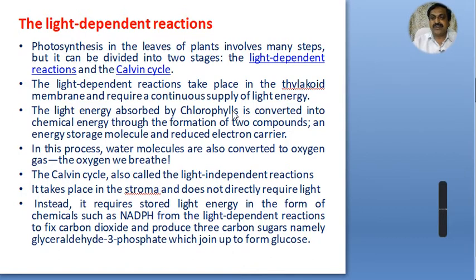In the previous lecture we learned there are two photosynthetic units, photosystem 1 and photosystem 2, where photosystem 1 has 250 pigment molecules and photosystem 2 has 300 pigment molecules. All pigments absorb light energy, and it is converted into chemical energy through the formation of two compounds, an energy storage molecule and a reduced electron carrier. That is why the light energy absorbed by the pigment molecules in the membranes of the thylakoid is converted into chemical energy. Hence, the light reaction is called a photochemical reaction.